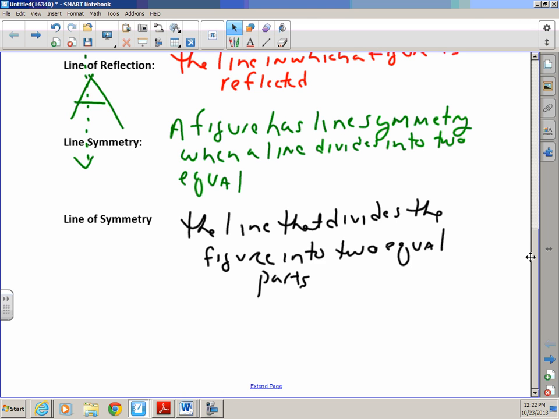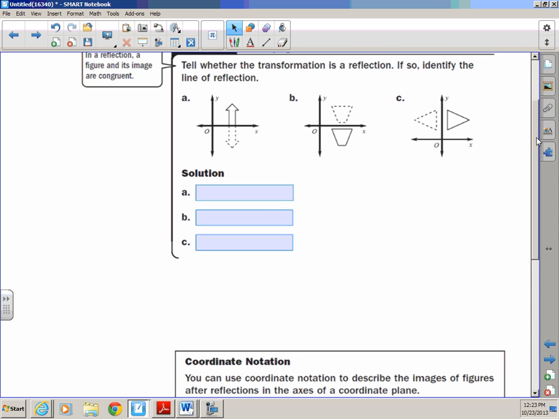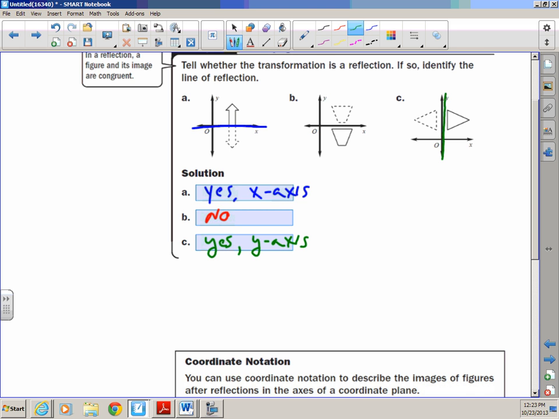Okay, so now we want to go through some examples of reflections. So we look at the first three, and the question is whether there has been a reflection, and if so, what is the line of reflection? Well, hopefully you'll see in the first one the answer is yes, and it was the x-axis that it flipped over. Hopefully you'll see in number two that it's no. All we did was slide the figure down. That's a translation. And in number three, or C, it's yes, and it is the y-axis right there.